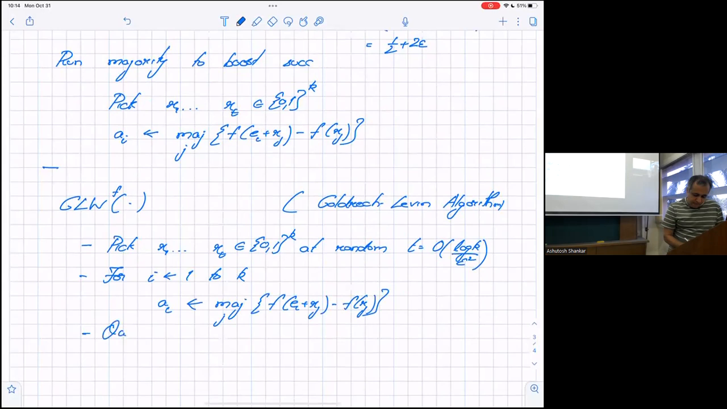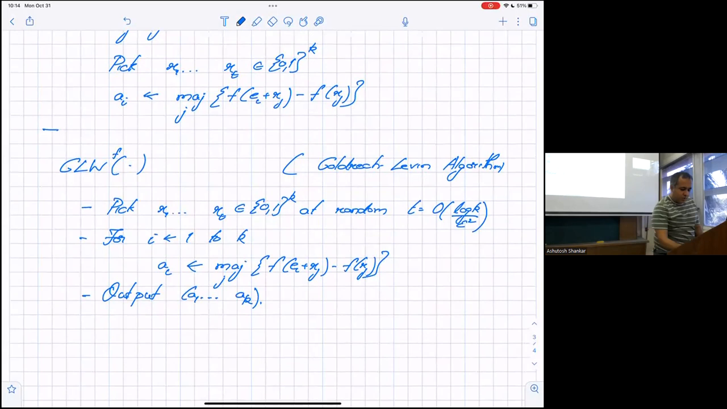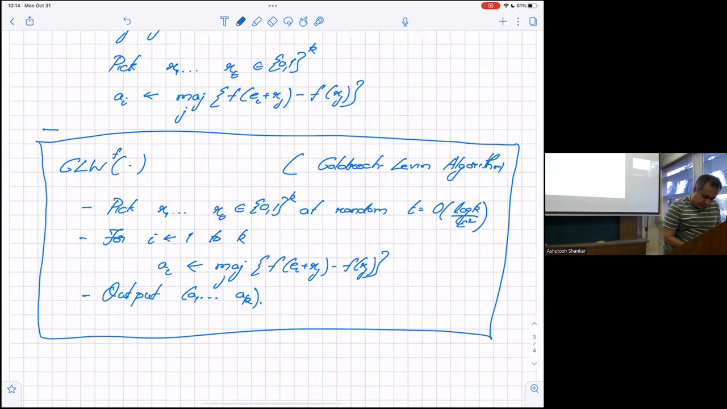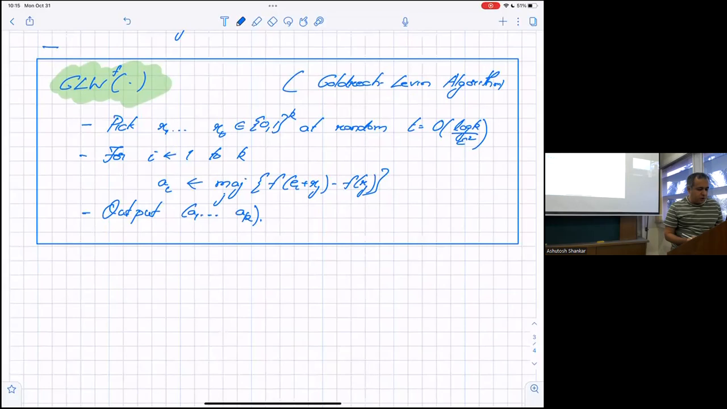Output a1 to ak. Is the algorithm clear? The only thing I need to explain is why I chose t to be that one. So here I'm just going to use this Chernoff bound.